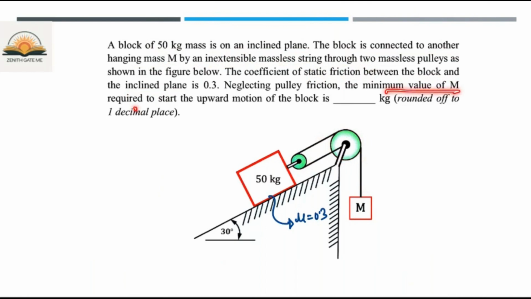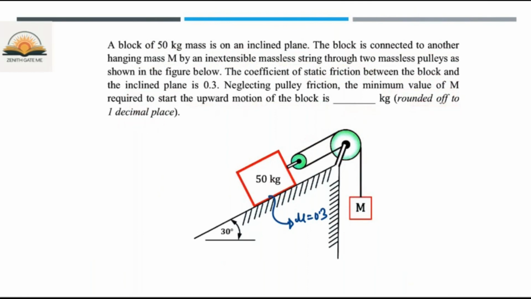The minimum value of mass M which is required to start the upward motion of the block. So what you have to calculate is the minimum value of this mass M, so that this block will try to move in the upward direction. Very beautiful question. This is a numerical answer type problem, round off to 1 decimal place.